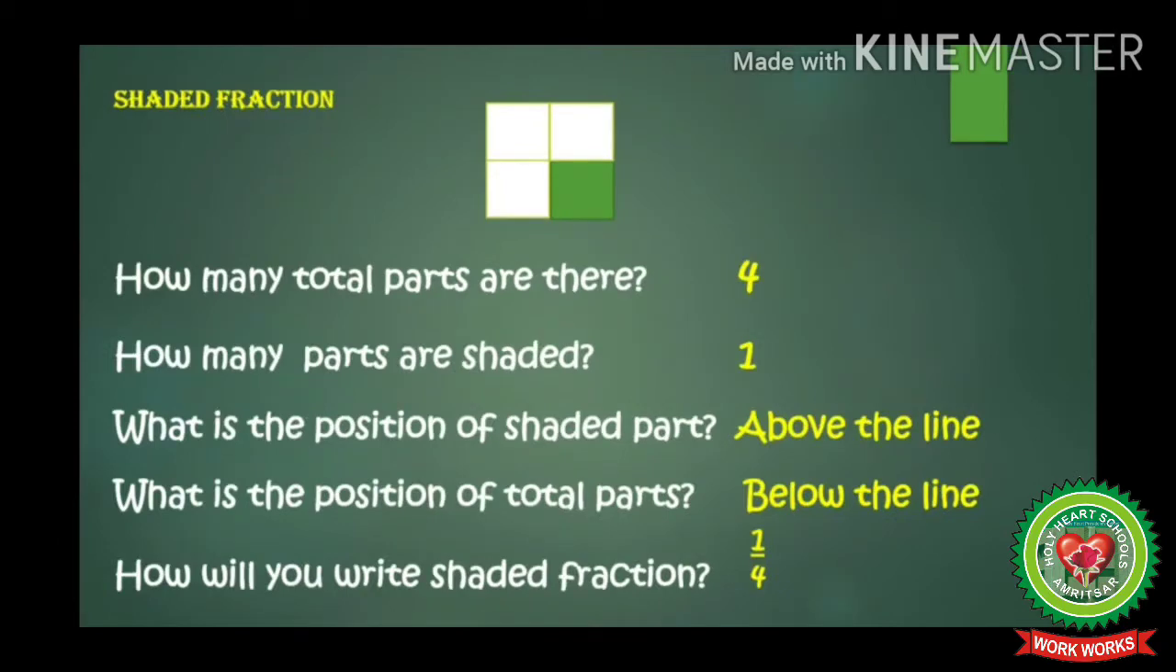Now, how many parts are there? 1, 2, 3, 4. How many parts are shaded? Only one is shaded in green. Yes. What is the position of shaded part? Children, shaded part will always come above the line. And what is the position of total parts? Total parts will always come below the line, and children, remember that this line is known as upon.